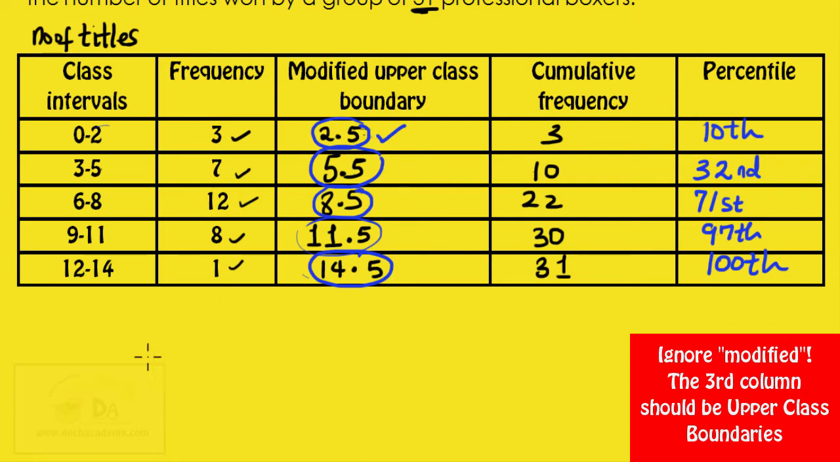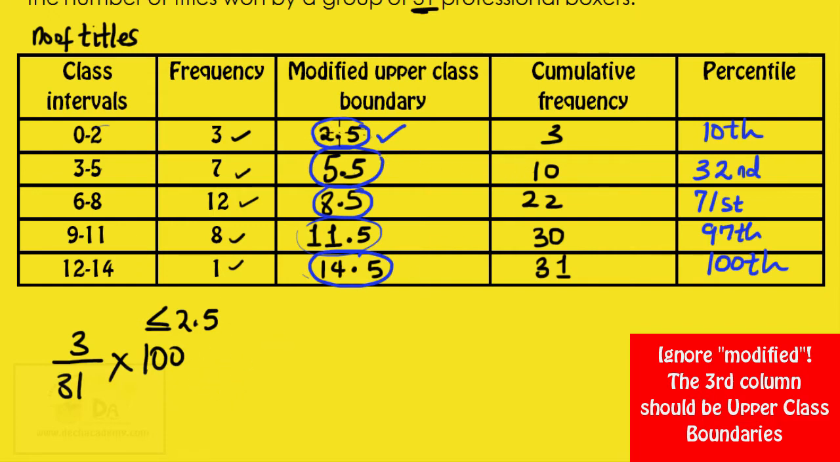This is the question you ask yourself. What percentage of the population, what percentage of all the boxers, have won at most 2.5 titles? So what percentage of the population has less than or equal to 2.5 titles? Well, the cumulative frequency is 3, out of the 31 people. Convert this fraction to a percentage by multiplying it by 100 and you get approximately 10%.